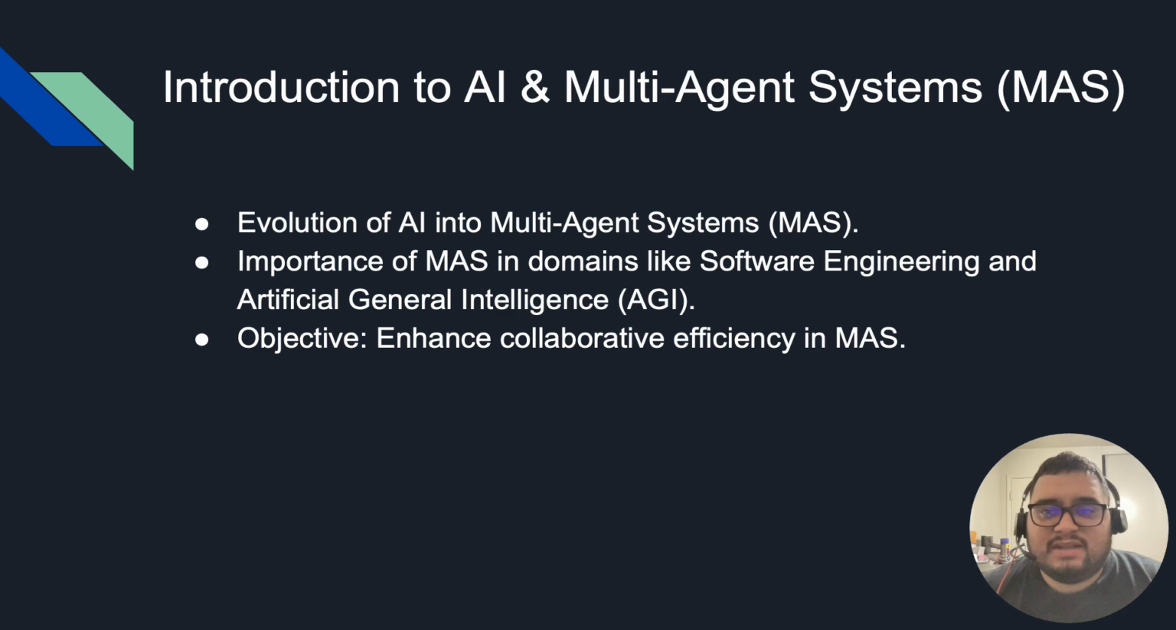Introduction to AI and multi-agent systems. So currently the evolution of AI has expanded into multi-agent systems, which is a system that has many LLM agents. These LLM agents can handle very different types of tasks. The tasks that they're mostly known for are in the domain of software engineering and artificial general intelligence. And the objective of this literature review is to basically do a deep dive into enhancing collaborative efficiency in multi-agent systems.